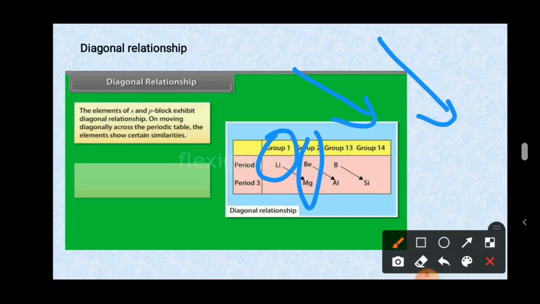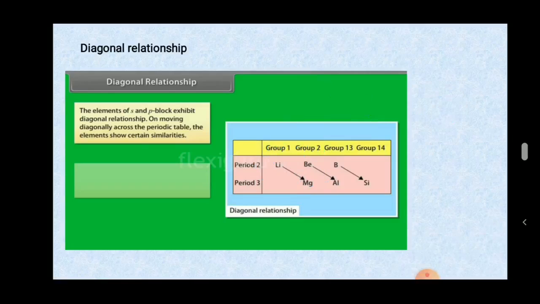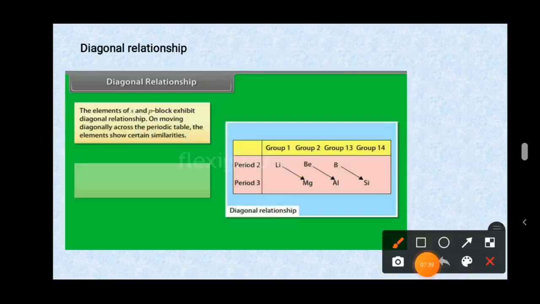The definition is not important anyway, it is not in the syllabus. I have just given the information. The definition is nothing but that the properties of the first element of group number 1 are similar to the second element of group 2, so they are called diagonally related elements. So lithium is diagonally related to magnesium. Lithium belongs to group number 1 and magnesium belongs to group number 2. So their properties are almost similar.